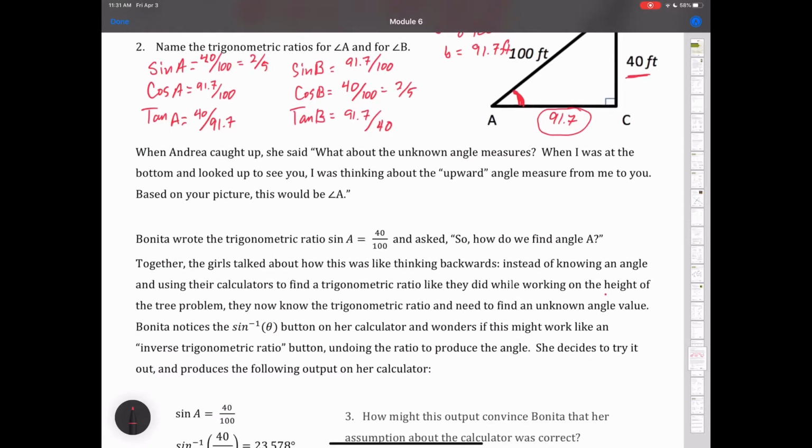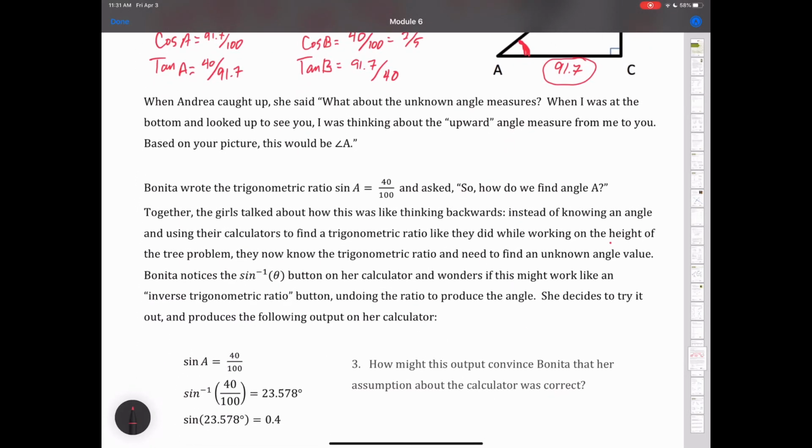So now, when Andrea caught up, she said, what about the unknown angle measures, or the measures of angle A and B? When I was at the bottom, I looked up to see you, and I was thinking about the upward angle measure from me to you based on your picture. This would be angle A. So Benita wrote the trigonometric ratio, sine A is equal to 40 over 100, and asked, so how do we find angle A then, right? We have it represented here, but how do we find it?